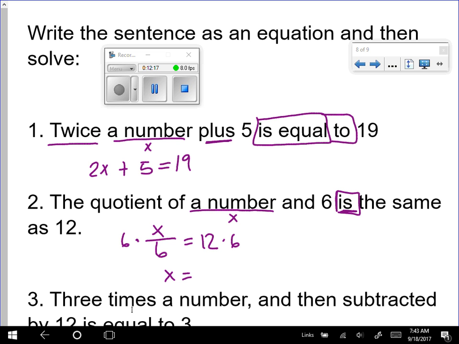So I want you to try 3 on your own. I know it's kind of hard to see. It says 3 times a number and then subtracted by 12 is equal to 3. So try that one on your own.